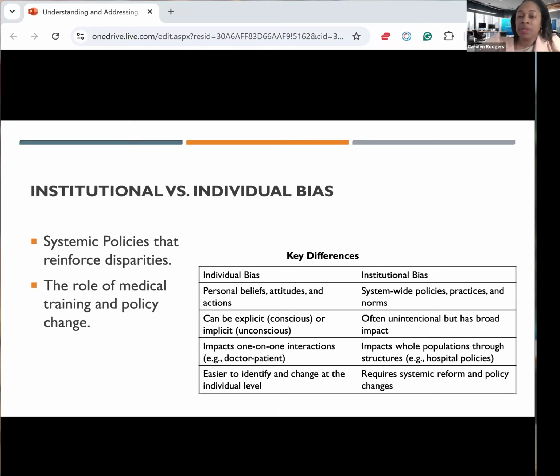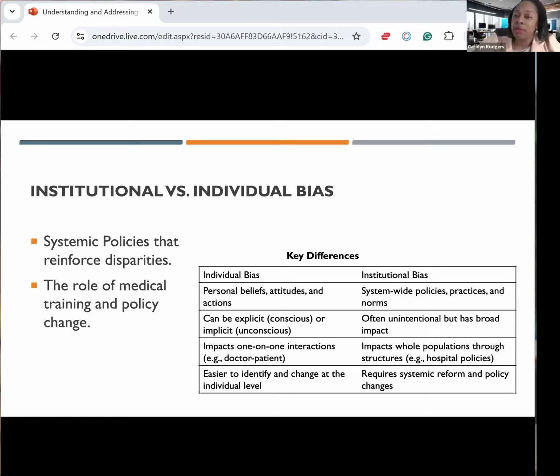Now, in terms of institutional bias, this is what we also call structural or systemic bias. The definition is that it refers to the policies, the practices, the procedures, and the culture that we have within organizations or systems that systematically disadvantage certain groups, even if no individual is intentionally discriminating, because it's ingrained in the system. So the key point is that institutional bias is often baked into the system over time and can be hard to detect because it seems normal or neutral.